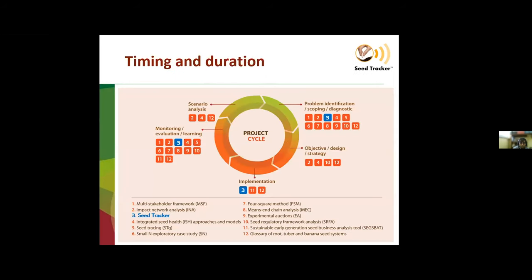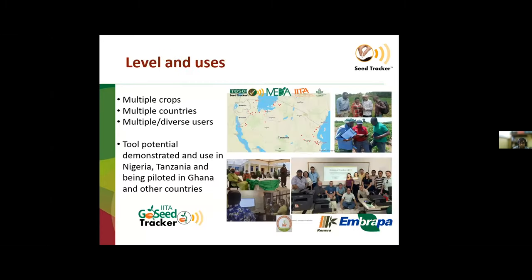So with regard to the timing and duration of using Seed Tracker in a project cycle, as explained, Seed Tracker functionalities cover all aspects of the seed value chain. It is a good tool for monitoring project implementation. Since all the data is held in a single place by all value chain actors, it is also a good tool for monitoring and evaluation for learning purposes, as well as for problem identification, troubleshooting, diagnostics, scoping, and trend analysis.